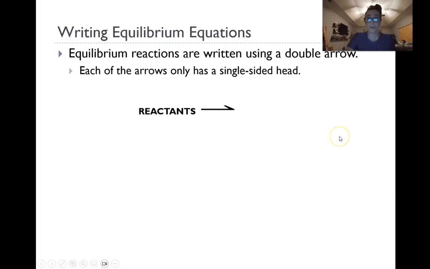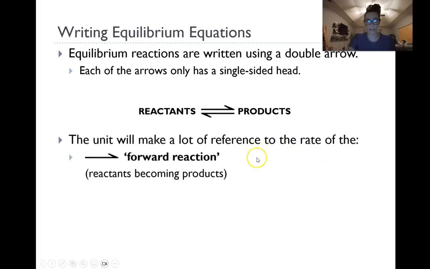So I've introduced how to write equilibrium equations when we were talking about acids and bases, and so they're indicated by that double harpoon arrow. So each of the arrows only has a single sided head, and so the one where it is going upwards is indicating reactants being converted to products, and then the backwards arrow with the hook going down is indicating that the products are turning back into reactants.